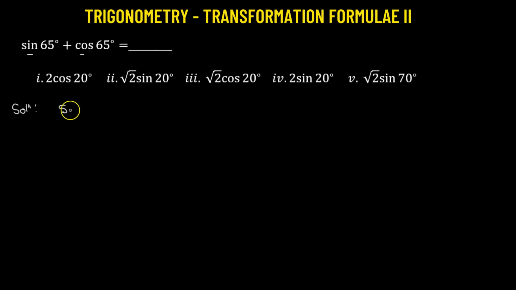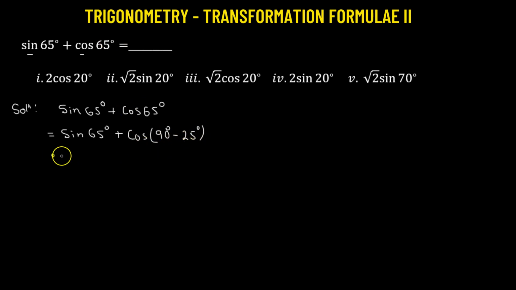So we have sine 65 degrees plus cosine of 65 degrees. So let's try to change cosine to sine. To do this, all we have to do is first rewrite the angle 65 degree of cosine. So here we have cosine of 65 degree, but we know that if we subtract 25 degree from 90 degree, that's also 65 degree.